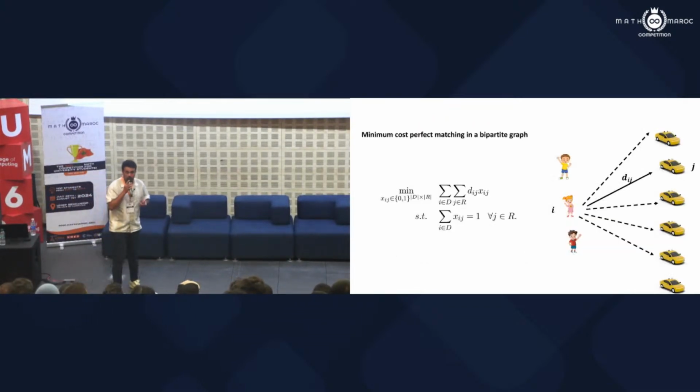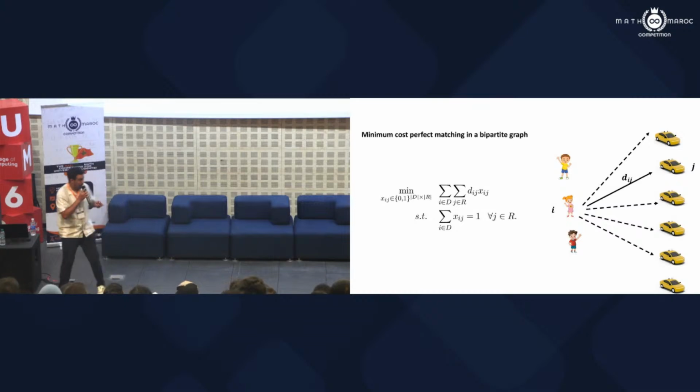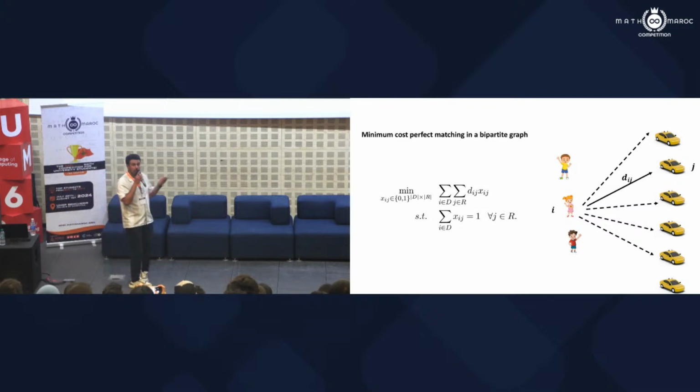So in general, what do you have? You have a bipartite graph with the clients on one side, okay? And then the drivers on the other side. And so you construct this bipartite graph. These are requests, and these are your available drivers.